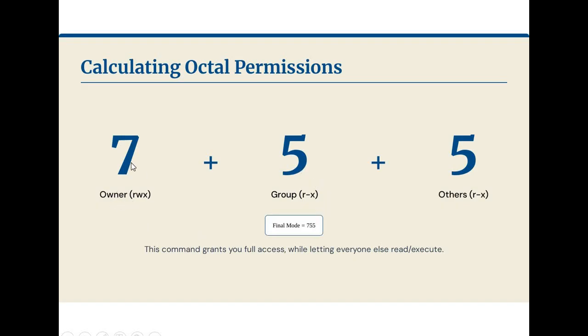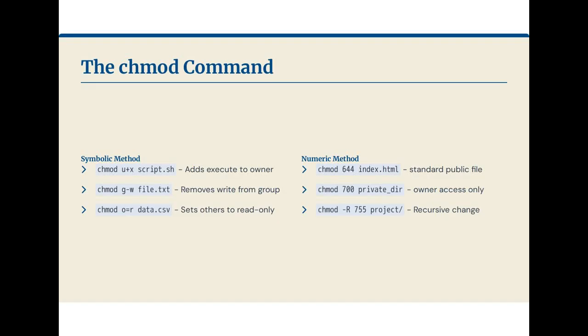So finally, the value 755 indicates the owner has read, write, execute permission, the group has only read and execute permission, and others have read and execute permission. This numerical value is to be used along with the file name in the chmod command. Example: chmod 644 index.html.